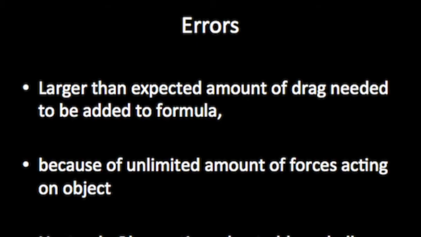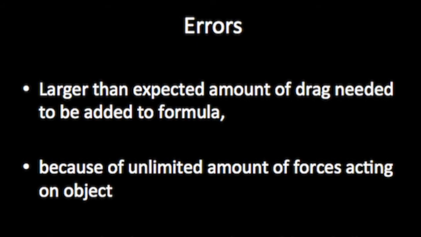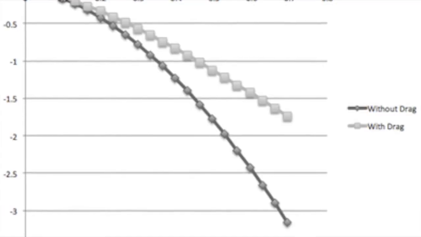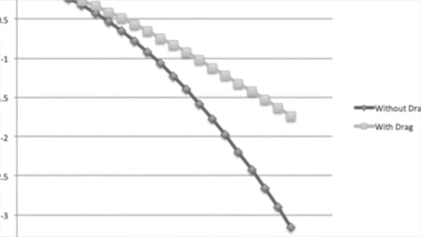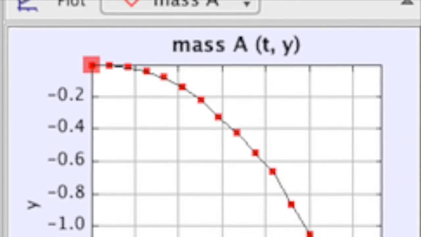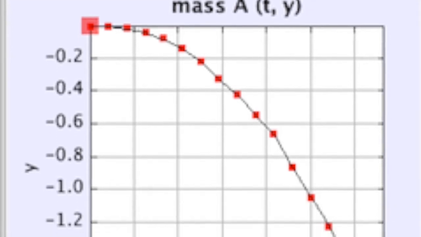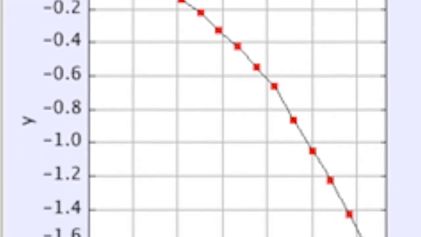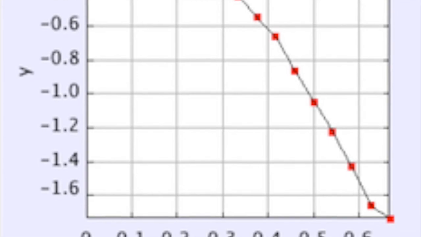To briefly examine errors, we see that there's a larger than expected amount of drag needed to be added to the formula. However, this is likely because of an unlimited amount of forces acting on the object. Also, the unsteady observations seen on the graphs are likely due to the blurry ball messing up how accurately the position could be graphed.